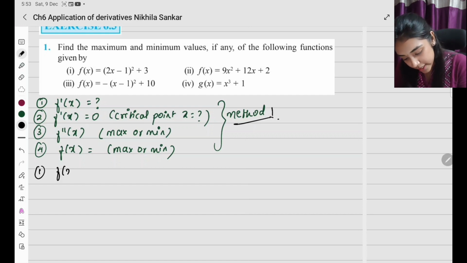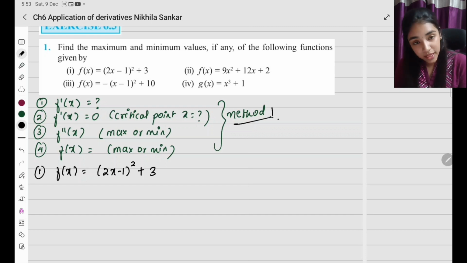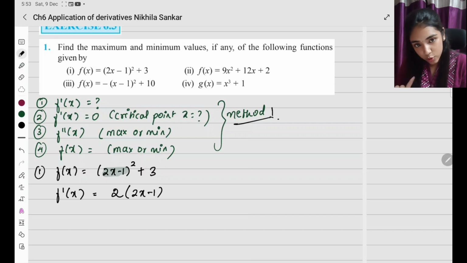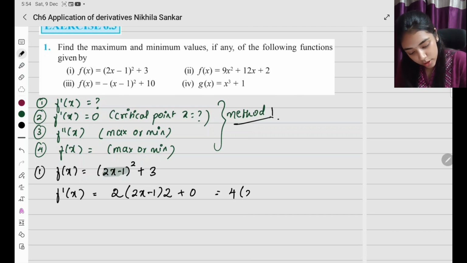I have f of x equals 2x minus 1 the whole square plus 3. First, when I find f dash of x, when I differentiate what is here, I have 2 comes down times 2x minus 1, and when I differentiate what is inside, I have 2x. The coefficient of x is going to be 2, into 2. Plus 3 is a constant, 3 I differentiate panna, I'll get a 0. So what do I have? 4 times 2x minus 1. So this is my f dash of x.